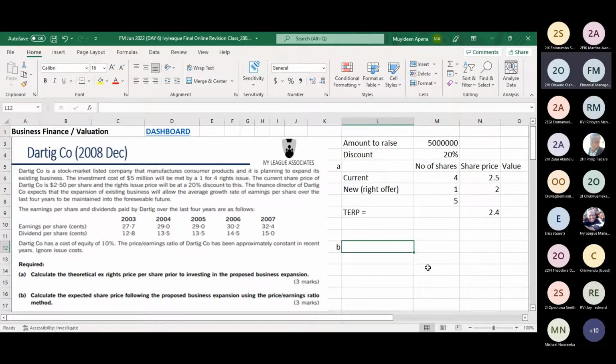Okay, so are we given the PE ratio? I think yes. No. We're only told that the price earnings ratio of the company has been approximately constant in recent years. So you are told to assume that this PE ratio will remain constant for any valuation you want to do. Okay, so can we get a current PE ratio?